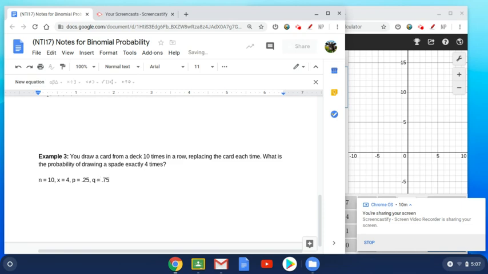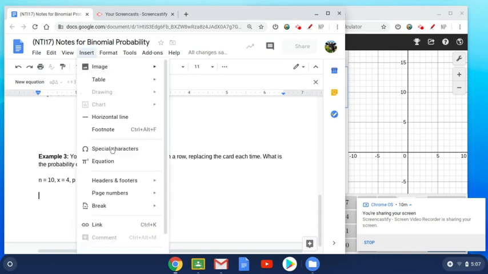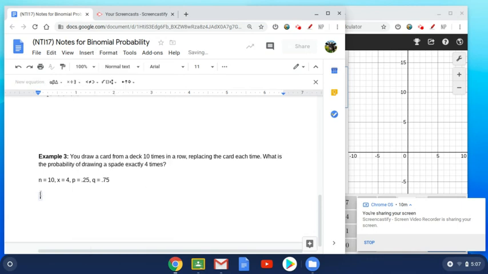Okay? So now let's look at our formula and take it piece by piece. That first piece, that nCr, is just going to tell us how many different possible ways we could draw 10 cards and have 4 of them be spades. So maybe you got 6 hearts and then you got 4 spades. Maybe you got 3 diamonds, 3 hearts, and 4 spades. So it's going to count up all the different ways that could happen. So we'll do 10 C 4. There's the first piece.